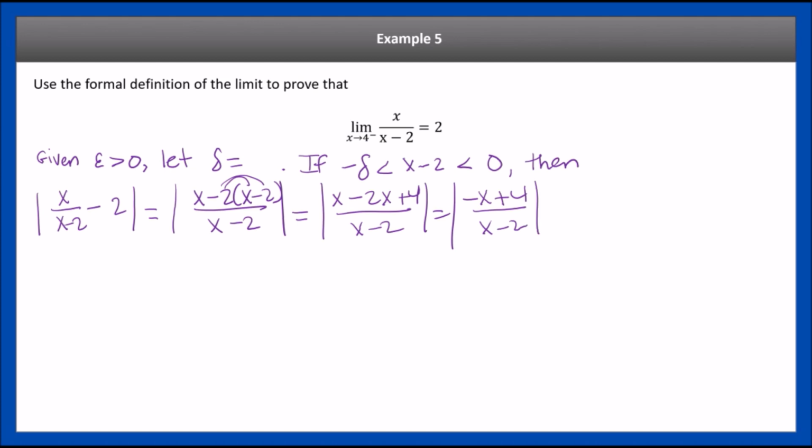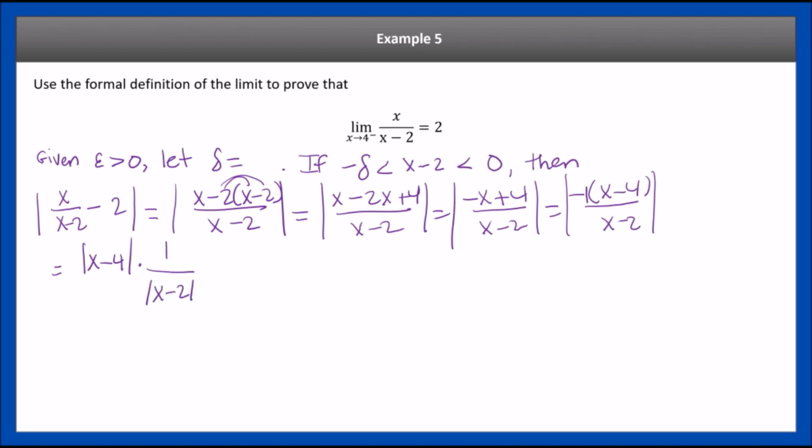Okay, and we're going to pull the negative out of the x plus 4, and we get negative x minus 4 over x minus 2. But remember that we can take the absolute value of negative 1, and that's just going to give us 1. And so basically the negative 1 goes away. So we're going to say that this is equal to absolute value x minus 4. So here, let me write this out. Absolute value of x minus 4 times 1 over absolute value of x minus 2.